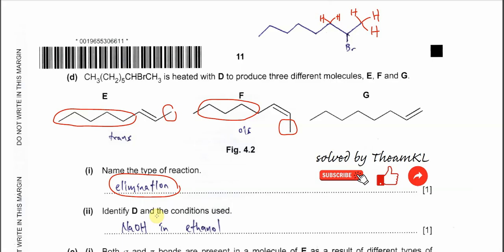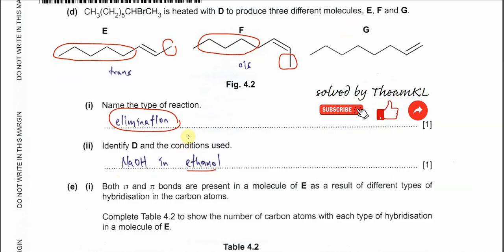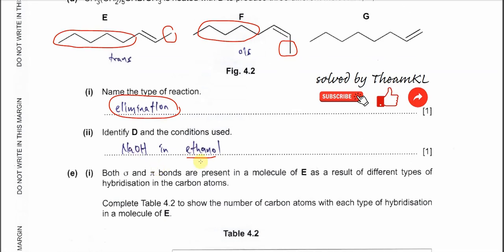So the type of reaction is elimination. Identify D and the condition needed. Because this is halogenoalkane, halogenoalkane forms alkene. So it must be sodium hydroxide in ethanol. So the condition needed is ethanol. If water, it means it's substitution. When it's sodium hydroxide in ethanol, it undergoes elimination. So you must put sodium hydroxide in ethanol.